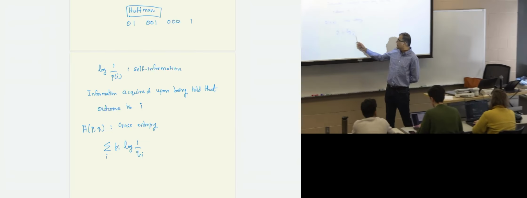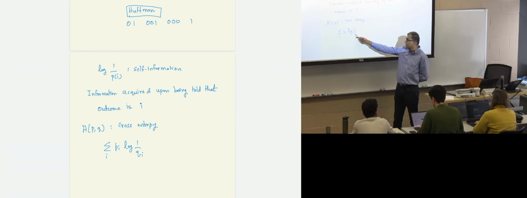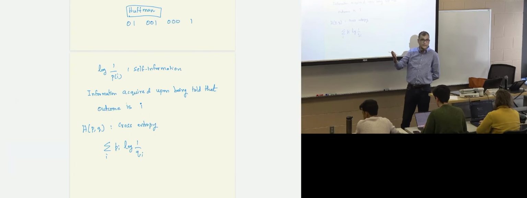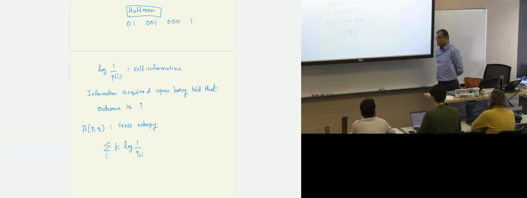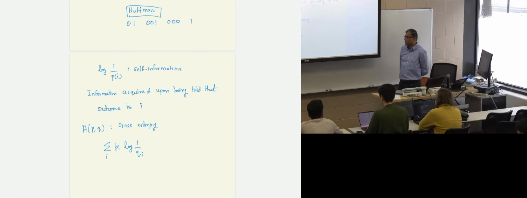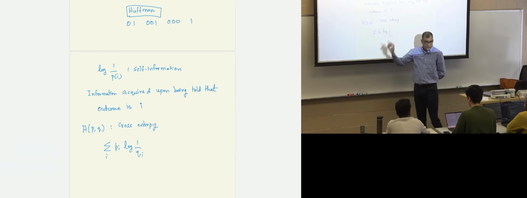So if you're assigning 2 bits, then the effective distribution that you're representing would be a probability distribution where everything is 0.25, in which case you have the cross entropy.